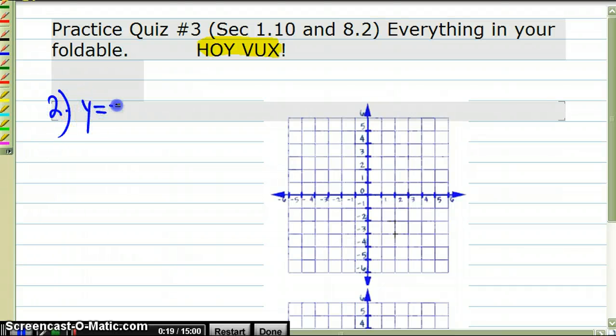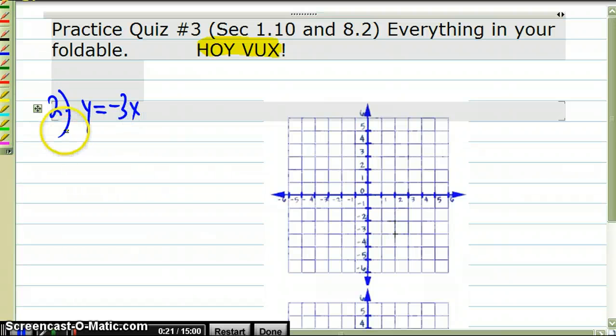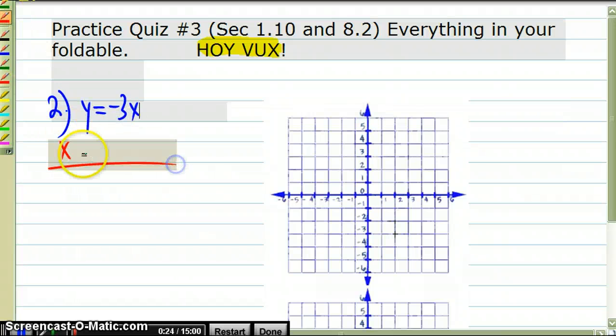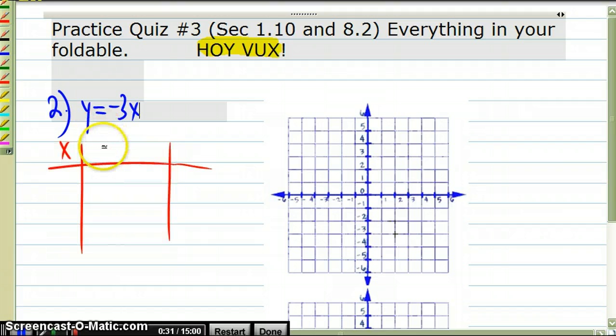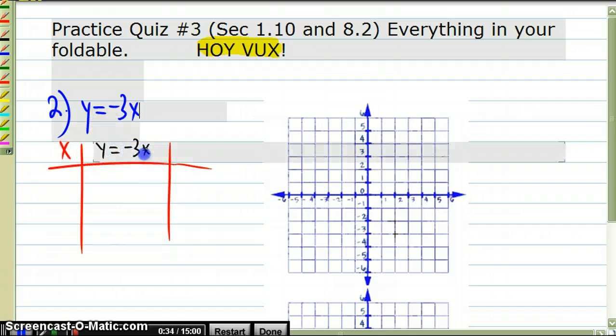Our equation is y equals negative 3x. I want to set up a chart and go ahead and look in your foldable for our notes. I always begin with an x in my first column. I then put the equation in my second column, and in my third column I'm going to get solutions x, y as coordinates in ordered pairs to then graph and get a linear, a line basically. The first step is to pick 3 x's.